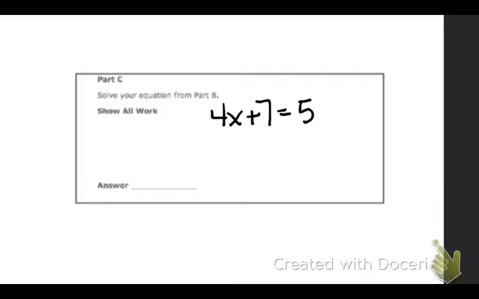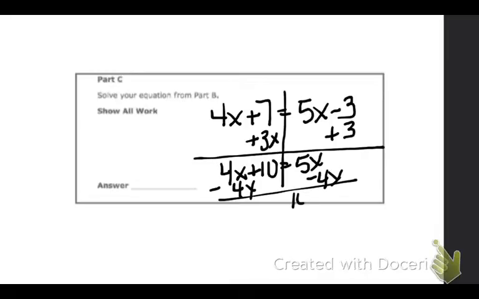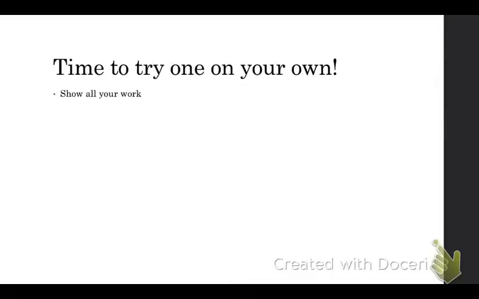I'm going to go through it again and add 3. Again, you may have chose to move the 4x first. So 4x plus 10 equals 5x. Subtract 4x. And 10 equals x. And I'd want to put my answer right on that line. Always good to put your answers on that line. All right, good job. Now I think you're ready to try one on your own.